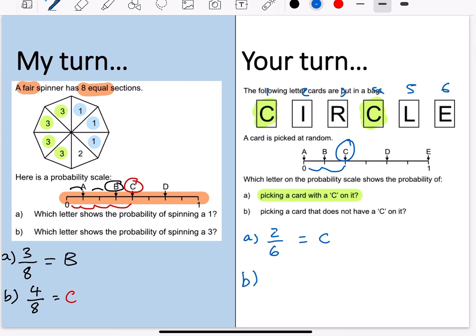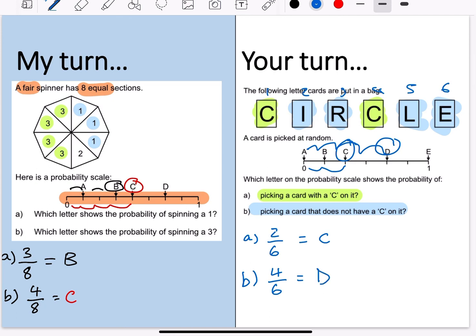For part B now, not a C. So I've got 1, 2, 3, 4 out of 6. And I go back to my scale and I go 1, 2, 3, 4. That would give me the answer to D.